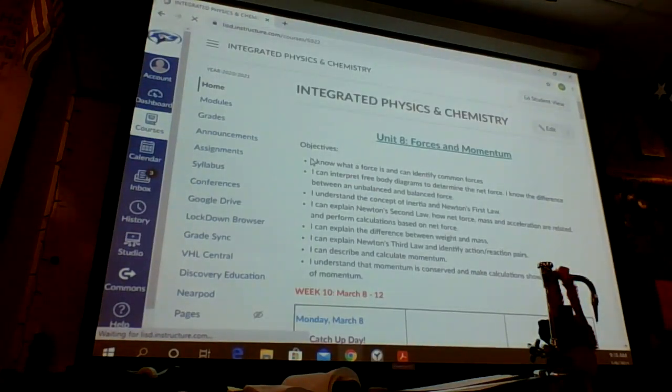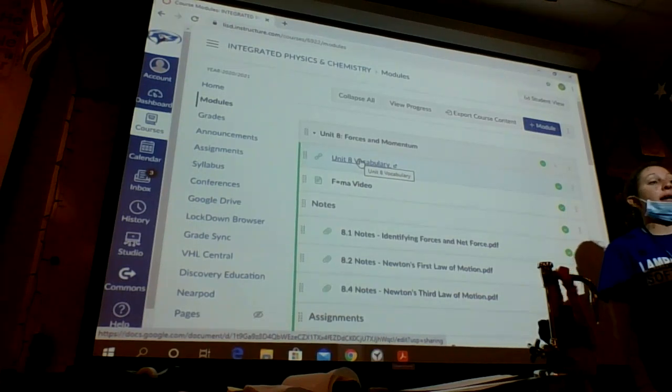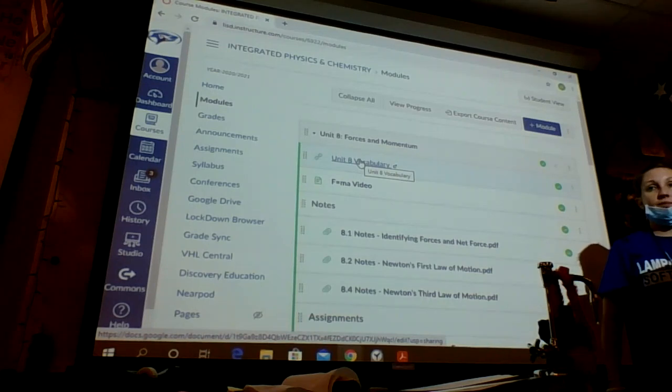So on Canvas, the easiest way to get there, if you go to modules on the left, the Unit 8 vocabulary link is the first thing you should see. Okay? And then you have your vocabulary papers as well. Alright? So the only thing not on that test review is going to be vocabulary, but that's how you study it. I would go study those words the best that you can. Okay? Test is tomorrow, and then you'll find out what you made either tomorrow or Thursday, and we'll correct them on Friday if we need to. Sound good?